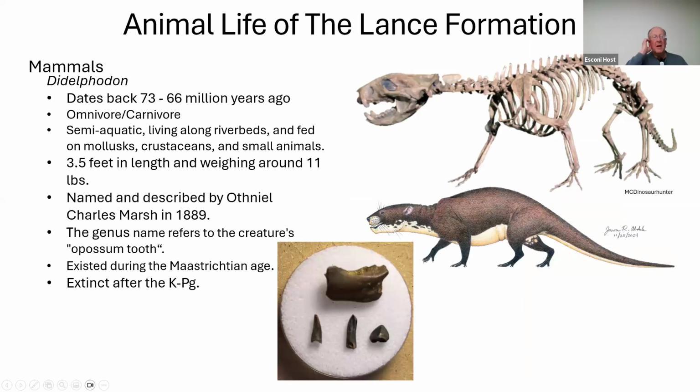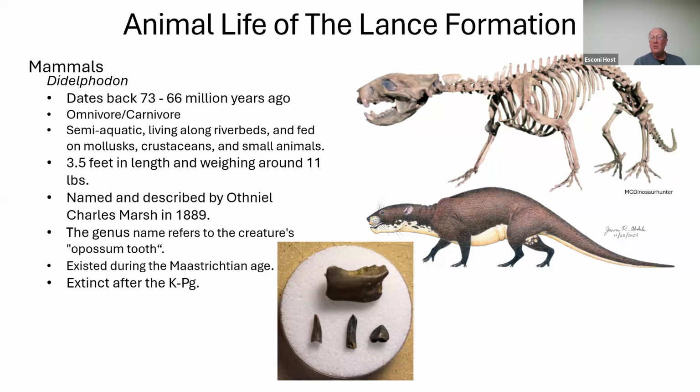Didelphodon had quite a long life. Started around 73 million to 66 million years ago. They were omnivorous and carnivorous. They were semi-aquatic, and that's probably why this artistic rendition looks very much like today's otter. They lived along riverbanks and fed on mollusks, crustaceans, and small animals. They ranged around 3.5 feet in length and weighed as much as 11 pounds.